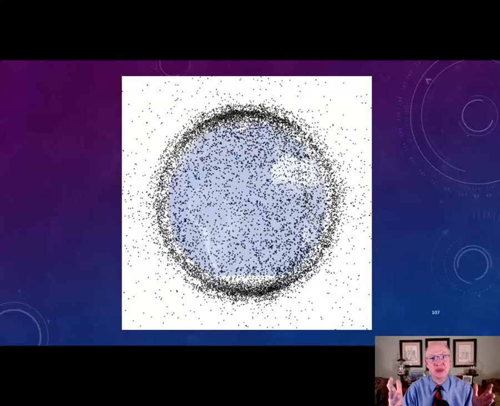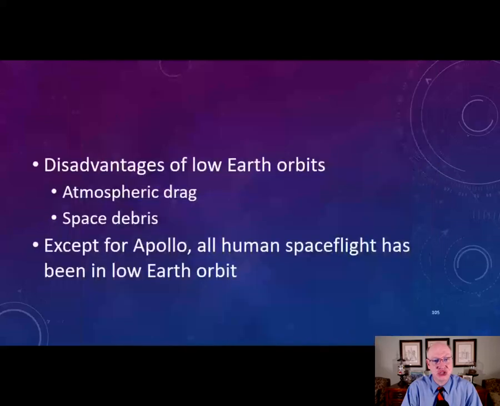Typically, an object has to be about 4 inches by 4 inches by 4 inches in size, or about 10 by 10 by 10 centimeters, in order for us to track it. For some objects, we can do it when they're a little bit smaller, but for the really small stuff, which is still dangerous, we can't even track that with our radar. So space debris is an issue for low Earth orbit. And it's important to know that all human spaceflight, except for the Apollo missions to the moon, has been in low Earth orbit.